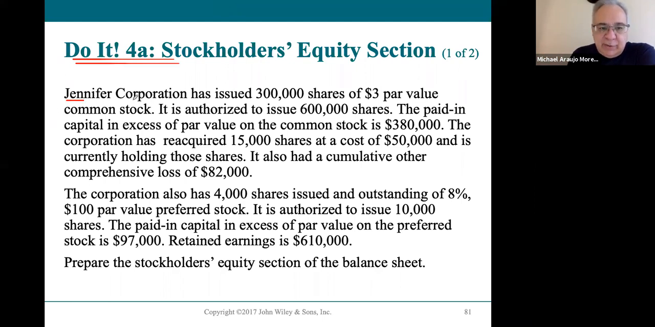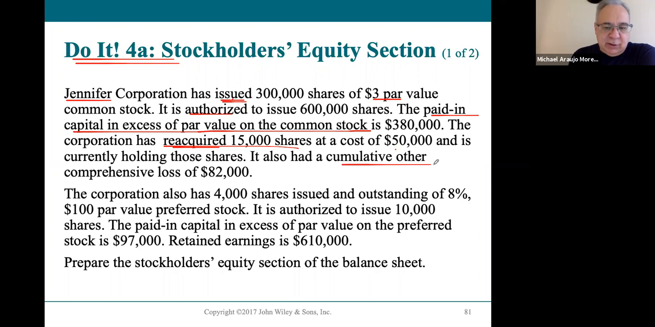So here they have Jennifer Corporation. They issued, so that's sold, 300,000 shares of $3 par common stock. However, it's authorized for 600,000 shares. Paid in capital in excess of par on the common stock is 380. The corporation has reacquired 15,000 shares. So reacquired means they bought them. That's treasury stock, 50 grand. And the company is currently holding those shares.